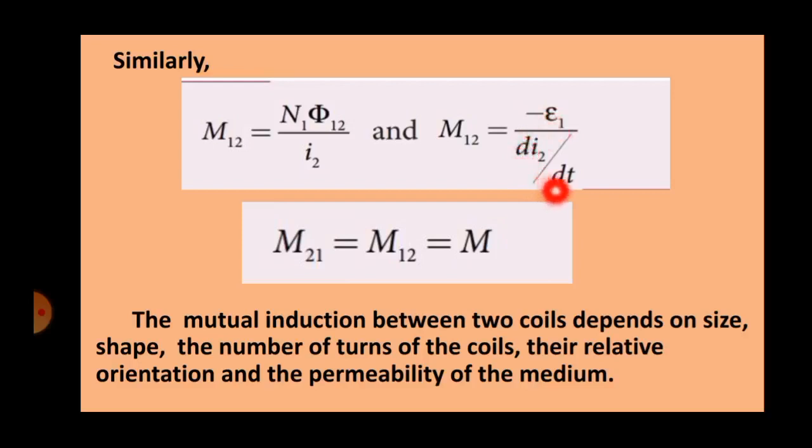So M12 is the mutual inductance of coil C1, that is coil 1, with respect to coil 2. It can be shown that for a given pair of coils, the mutual inductance is the same. Therefore M21 is equal to M12, which is equal to M. In general, the mutual inductance between two coils depends on size, shape, the number of turns of the coils, the relative orientation and the permeability of the medium. Understand?